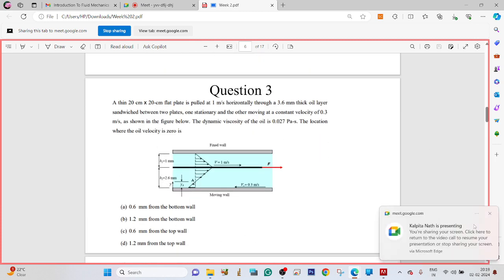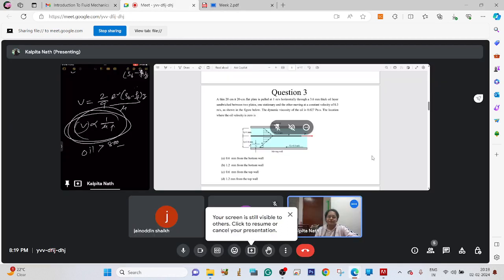Okay, so I think question number 3 is visible. So what does the question say? A thin 20 by 20 centimeter flat plate is pulled at 1 meter per second. It is the plate in the middle, horizontally through a 3.6 mm thick oil layer.